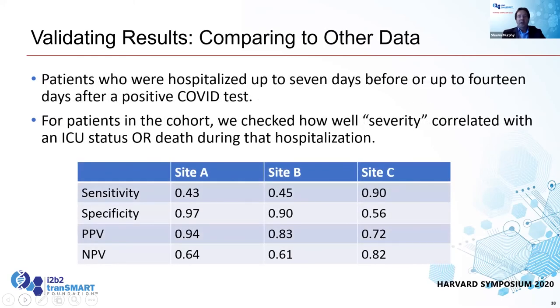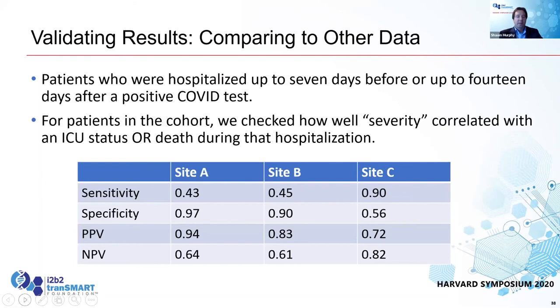So we compare it with other data, often data that we need to review from the chart. In this case, we're comparing it to those patients who are in the ICU or died, right? And saying how many patients who we gave that severity diagnosis to were in the ICU or died, how many did not. If they were not diagnosed as severe, how many were in the ICU and survived or died, and if they were not classified as severe, how many were not in the ICU or did not die.